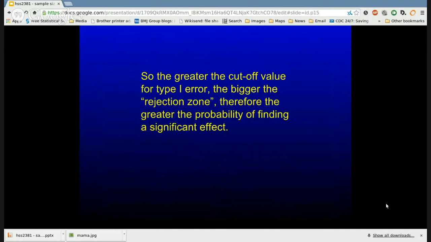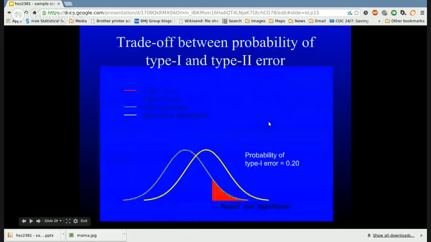Okay. The greater the cutoff value for type 1, the bigger the rejection zone, so the bigger the probability of finding a significant effect. Go back here again. If I move my alpha levels around, I'm getting a greater chance of finding an effect.